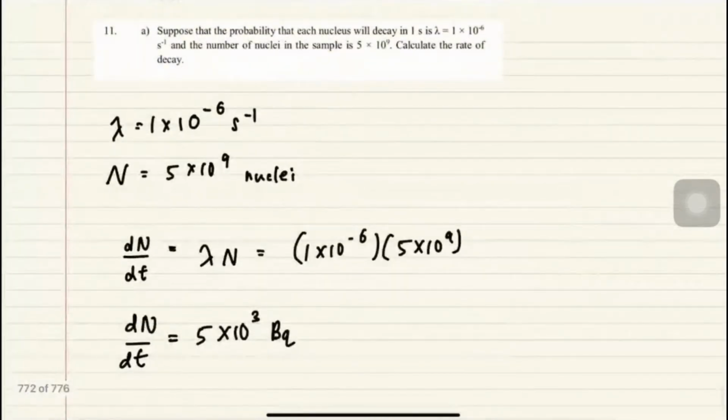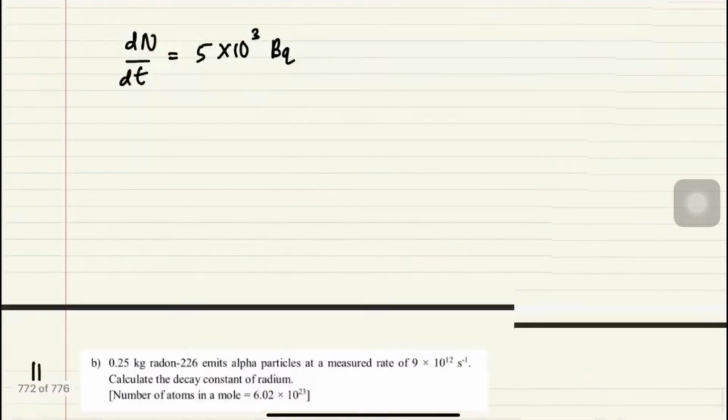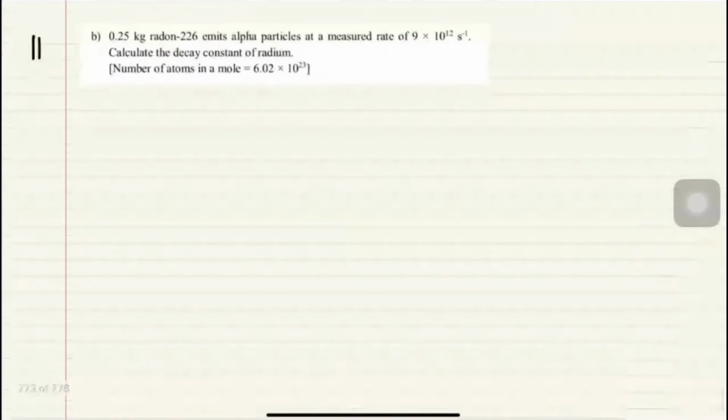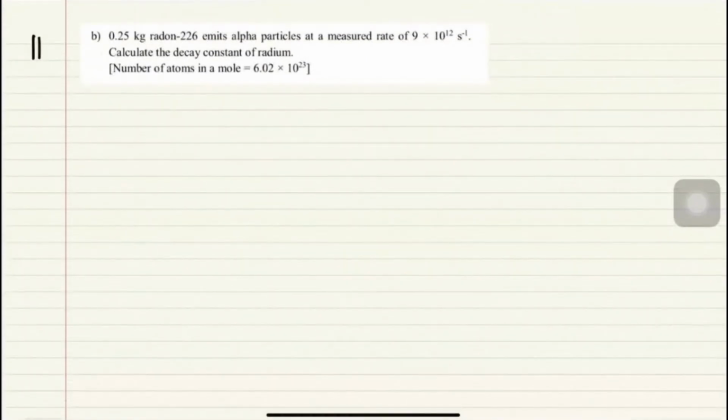Okay, any question on this one? Are you clear on this? Yes. No, sir. Now part B. Again they give you mass, radium 226 gram. Then they measure the rate of 9 times 10 to the power of 11 per second. Calculate the decay constant of the radium.